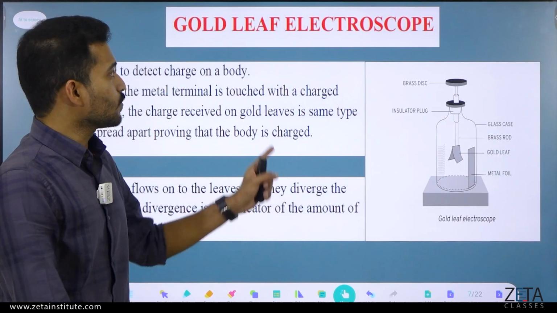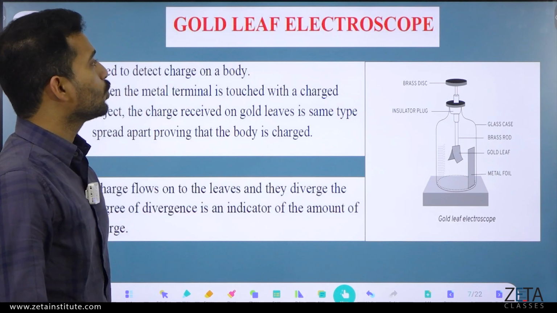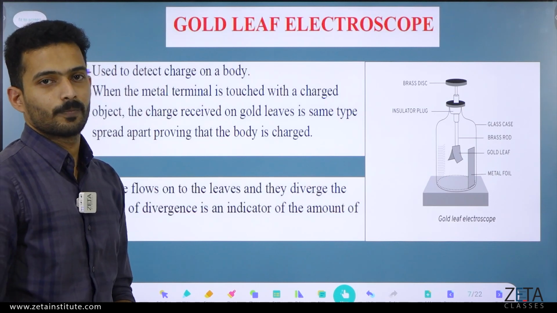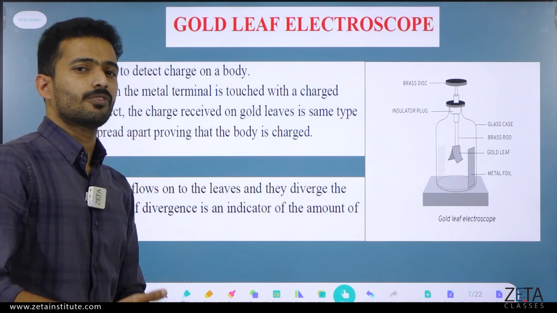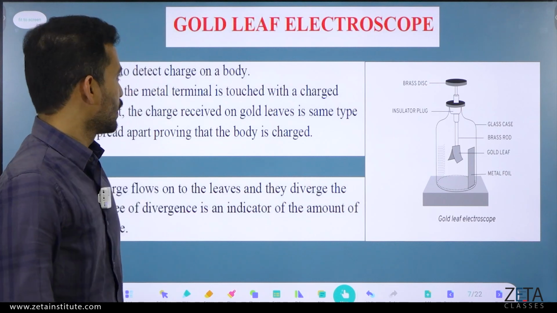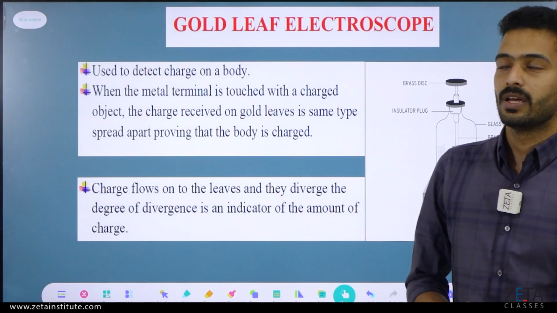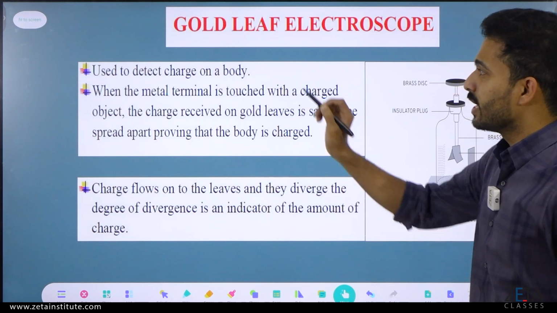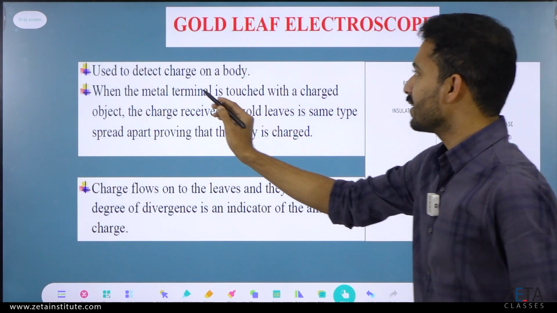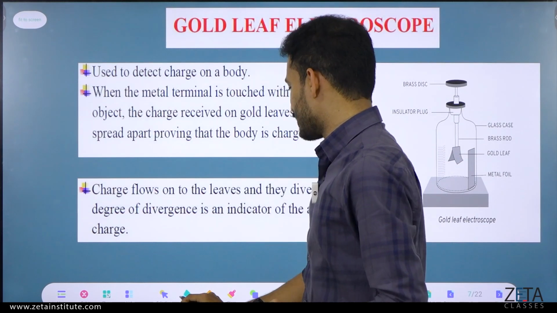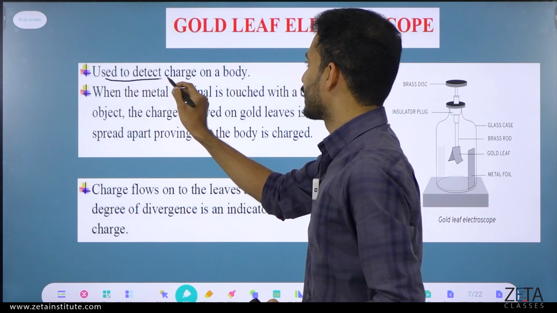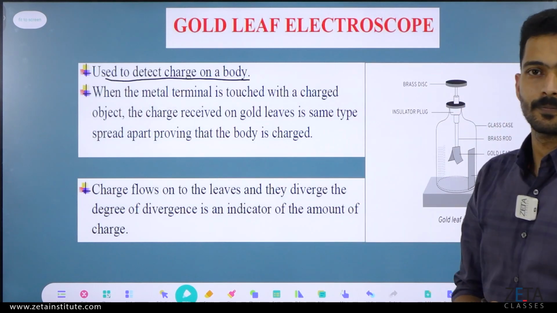Next, there is one device called the gold leaf electroscope. What is the use of the gold leaf electroscope? It is used to detect the charge on a body. An electroscope is a device used to detect charge on a body.